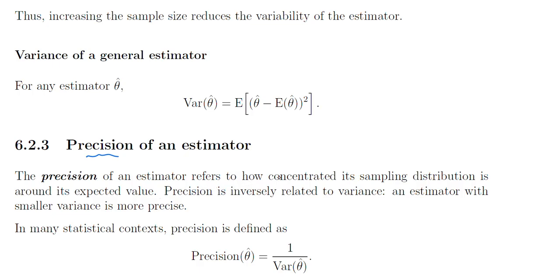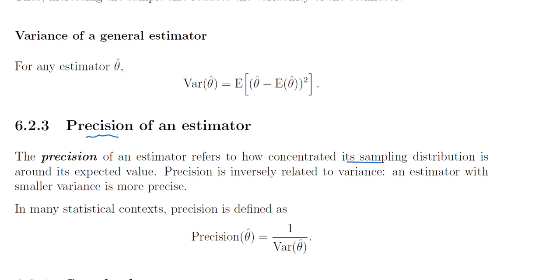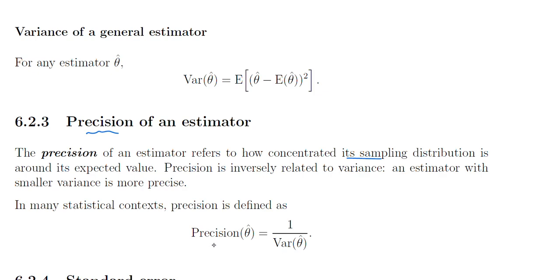Precision of an estimator refers to how concentrated its sampling distribution is around its expected value. Precision is inversely related to the variance. So an estimator with a smaller variance is more precise. I think, I'm not sure, if variance is small, precision will be large. Not sure. I need to check this.